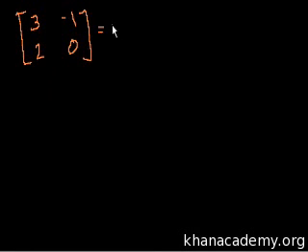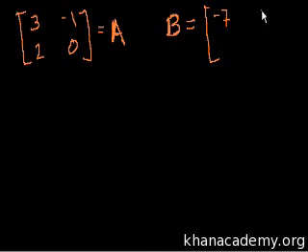So let's get started. Let's say I wanted to add these two matrices. Let me switch colors. I'll do relatively small ones, just not to waste space. Say I have the matrix 3, -1, 2, 0. Let's call that A, capital A. And let's say matrix B, and I'm just making up numbers. Matrix B is equal to -7, 2, 3, 5.